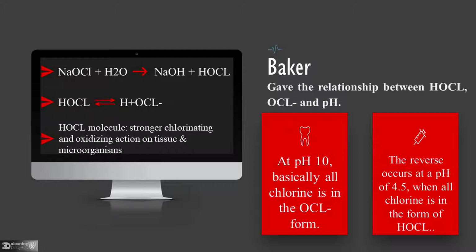Baker gave the relationship between HOCl molecule, OCl, and pH. At pH 10, basically all chlorine is in the OCl form, which is not effective against microorganisms. But the reverse occurs at a pH of 4.5 when all chlorine is in the form of HOCl.